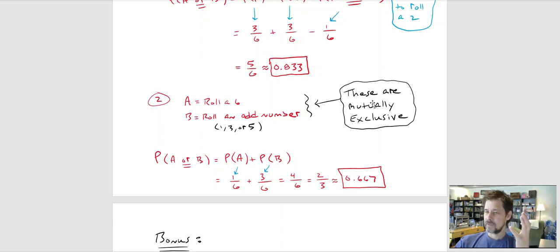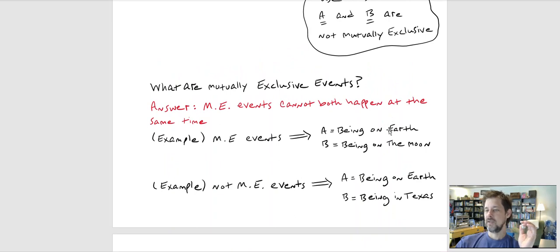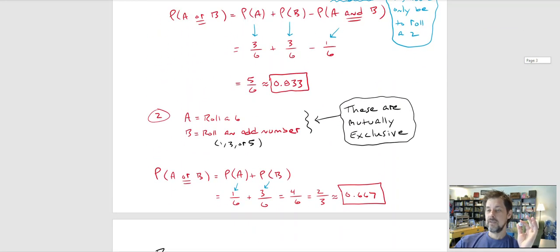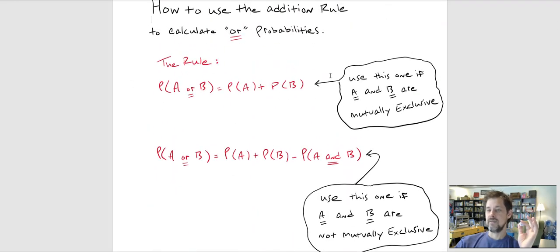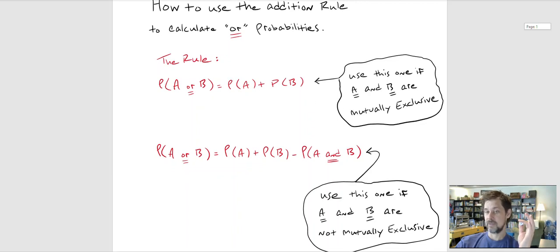Now, this time, I think these are mutually exclusive. They can't both happen. You can't roll a 6 and also at the same time roll an odd number. It's just not possible. You know, my example up here, can you be on the Earth and be on the moon at the same time? You can't. They're mutually exclusive events. They can't both happen at the same time. Okay, so here I'm dealing with mutually exclusive events, and the formula in that case was this one. If you have events A and B are mutually exclusive, the probability of A or B is just the probability of A plus the probability of B. Okay, so here's our applicable formula for that one.